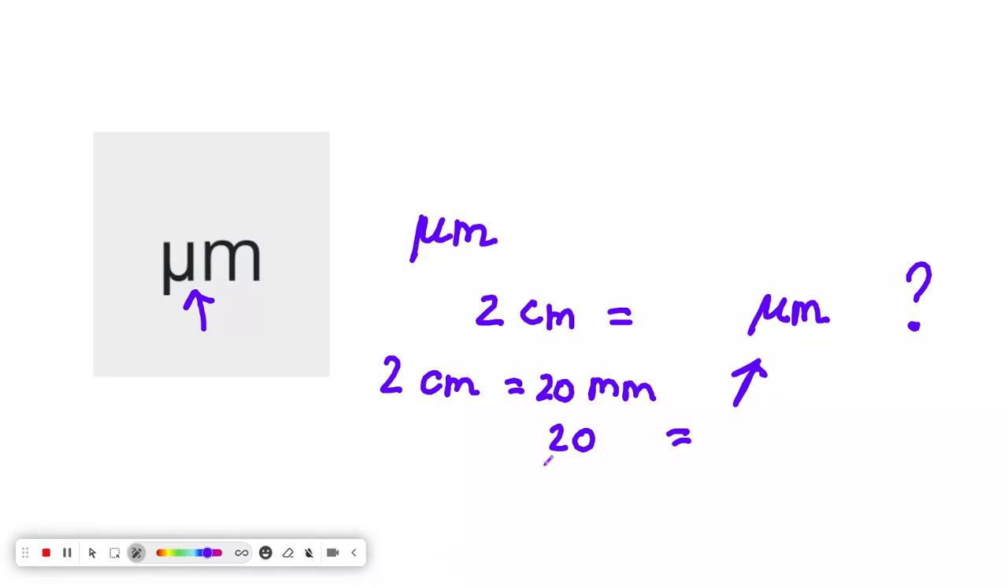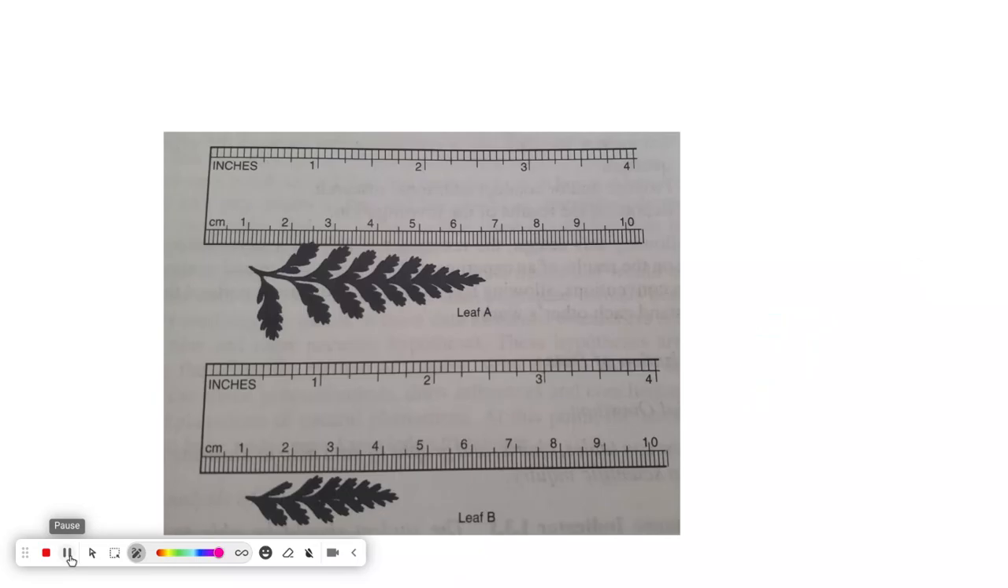So again, you can use the decimal, right? So 20 point 0, and move it 10, 100, 1,000. Fill in those zeros. So 20 millimeters is 20,000 micrometers, or 2 centimeters. All you have to do is move the decimal, that's it. So let's look at another problem.